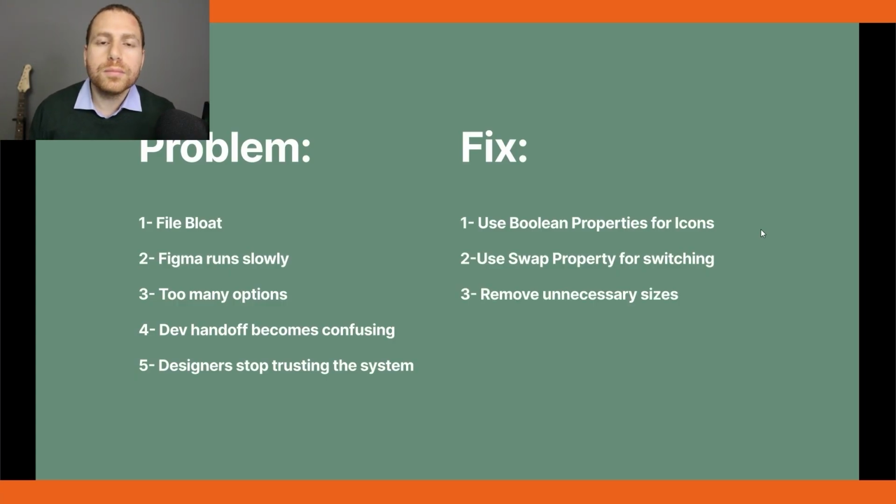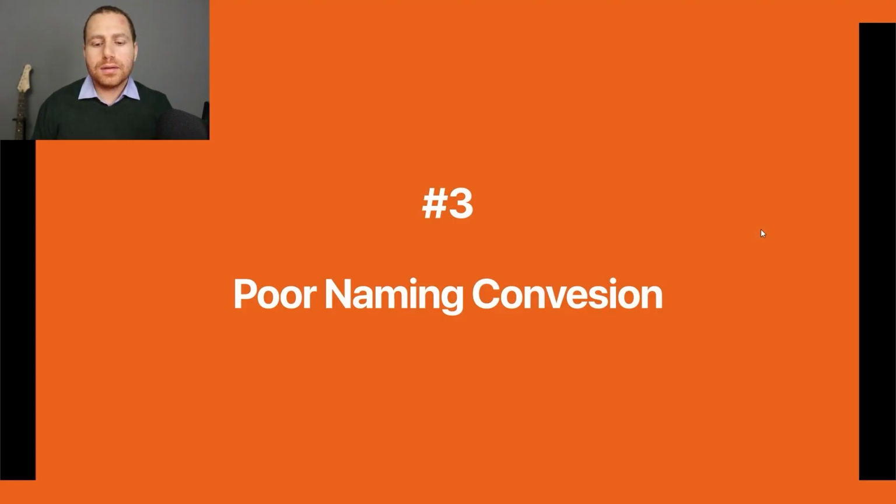Number 3, remove unnecessary sizes. I see people who make 10 different sizes, even though their system only needs 3. So why? Poor naming convention. Naming convention, of course, not lots of people pay attention to it, and I understand.